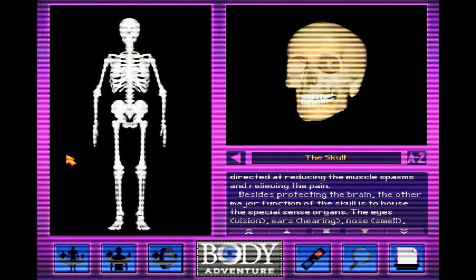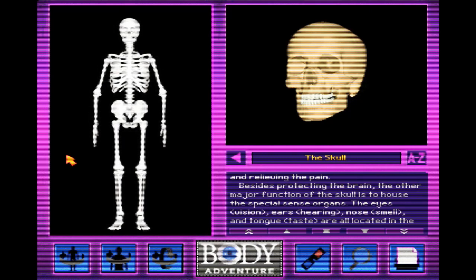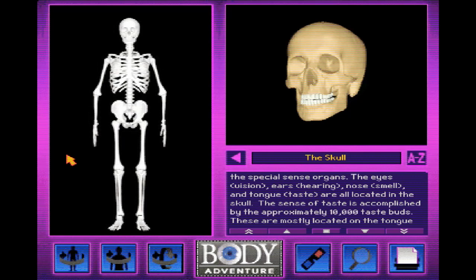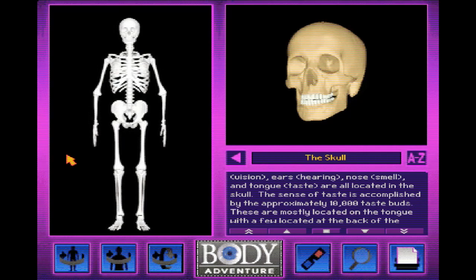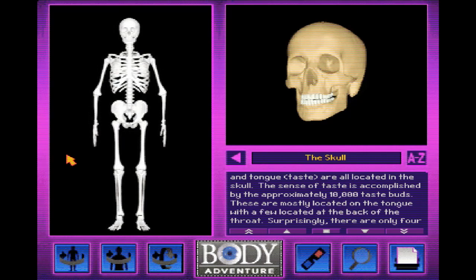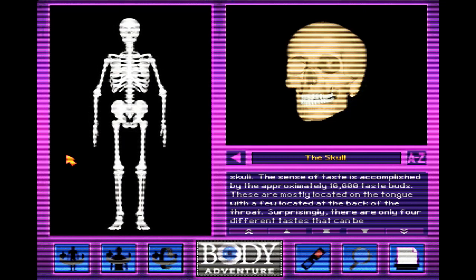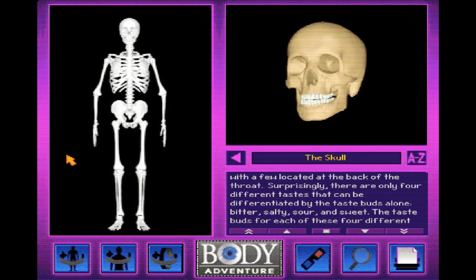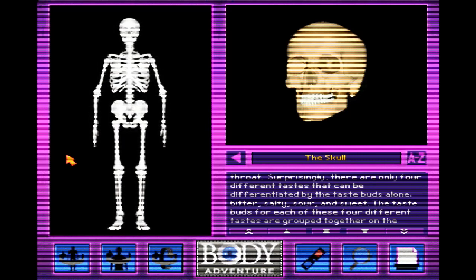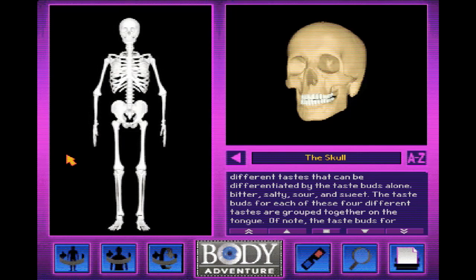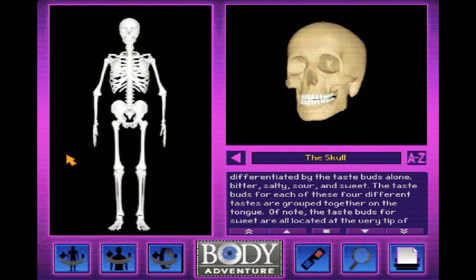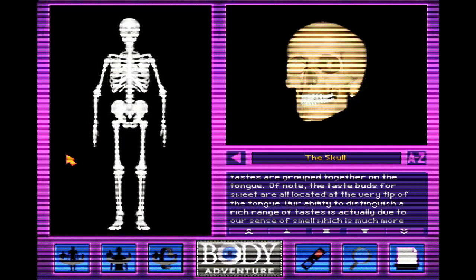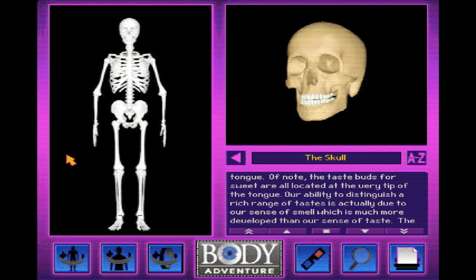Besides protecting the brain, the other major function of the skull is to house the special sense organs. The eyes, vision, ears, hearing, nose, smell, and tongue, taste, are all located in the skull. The sense of taste is accomplished by the approximately 10,000 taste buds. These are mostly located on the tongue, with a few located at the back of the throat. Surprisingly, there are only 4 different tastes that can be differentiated by the taste buds alone: bitter, salty, sour, and sweet. The taste buds for each of these 4 different tastes are grouped together on the tongue. Of note, the taste buds for sweet are all located at the very tip of the tongue.